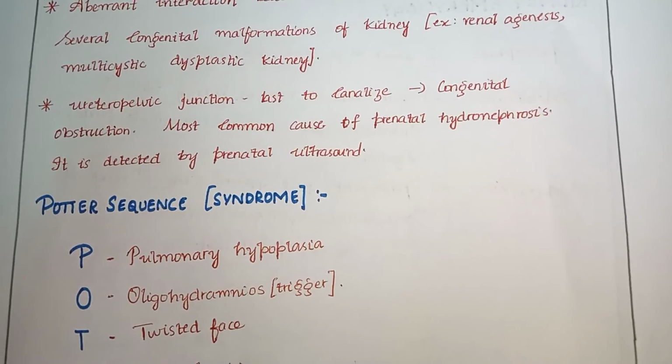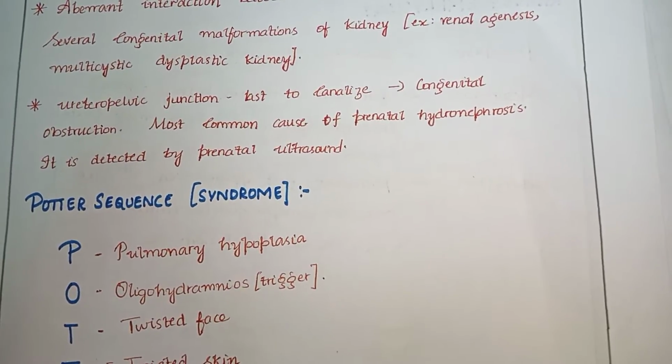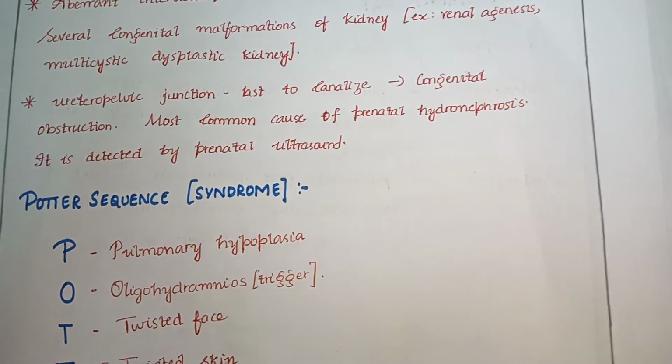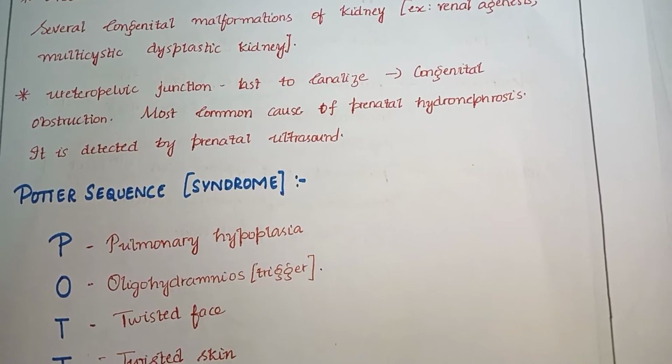Uretero-pelvic junction. It is the last to canalize and it also leads to congenital obstruction. Most common cause of prenatal hydronephrosis. It is detected by prenatal ultrasound.